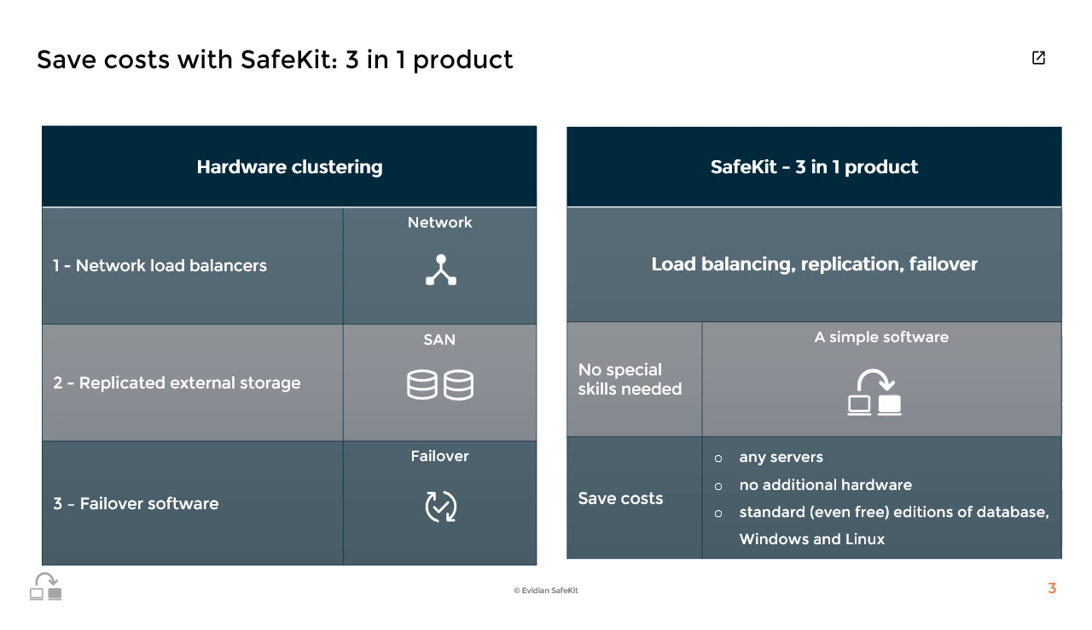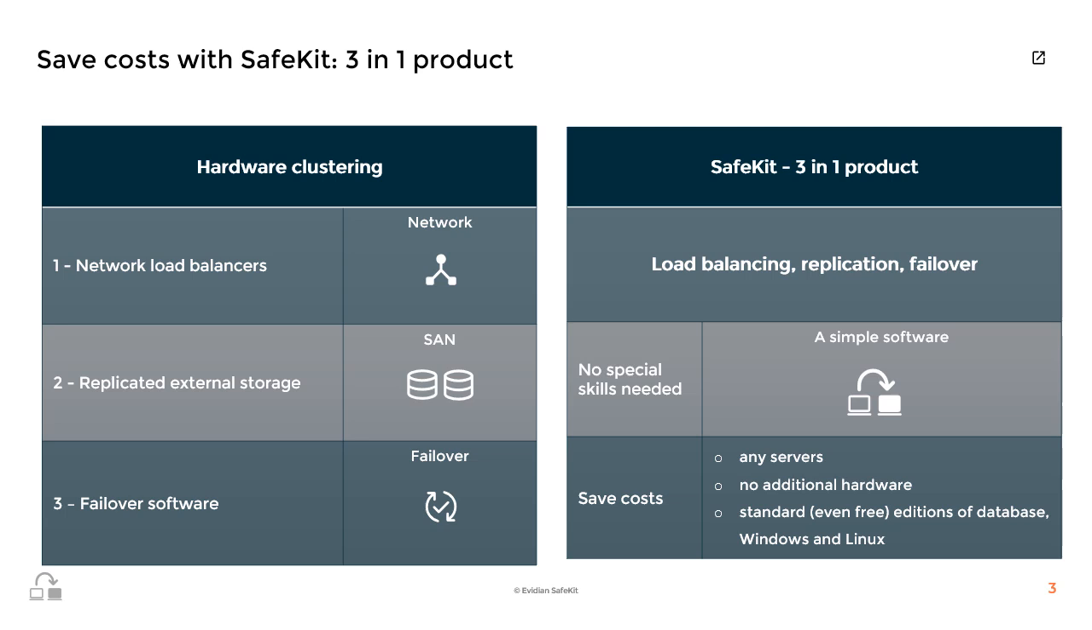SafeKit is a versatile 3-in-1 product that offers load balancing, replication, and failover. This software-only solution does not require special skills or additional hardware, making it a simple and cost-effective choice. SafeKit works with standard editions of databases, Windows, and Linux, which further reduces costs. By integrating these three functionalities into one product, SafeKit simplifies deployment and management, providing a robust and efficient solution for various IT environments.